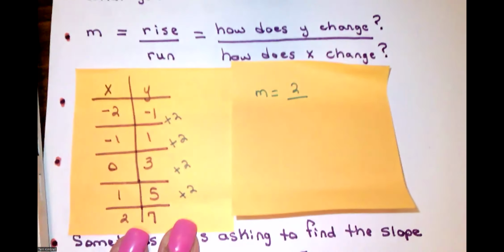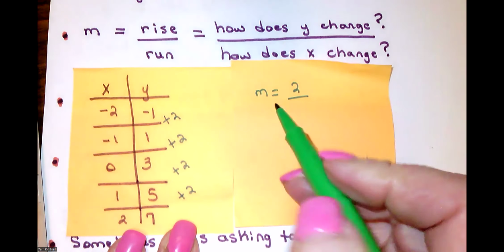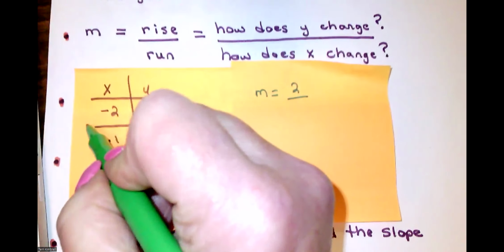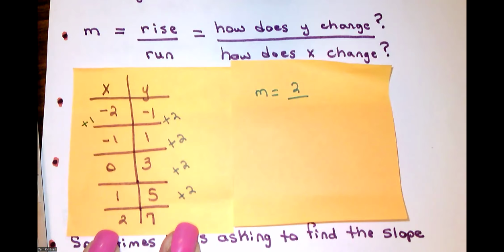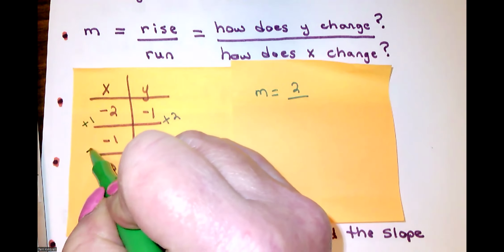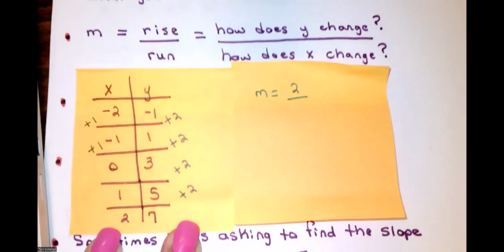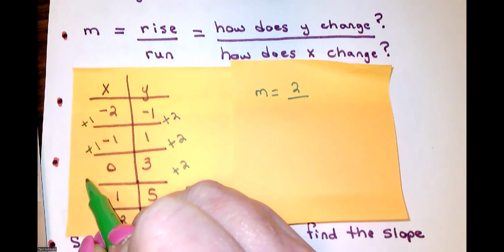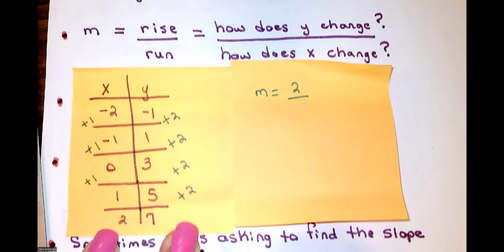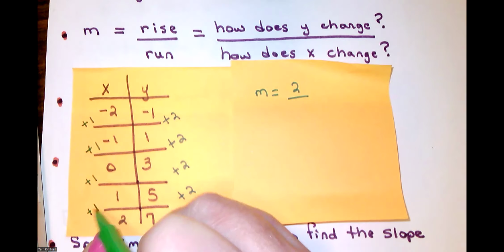So now we're going to ask ourselves, how does the x change? So here we would be adding 1. These numbers are getting bigger as well. Then I would be adding 1 again. Then I am adding 1. And I am adding 1.